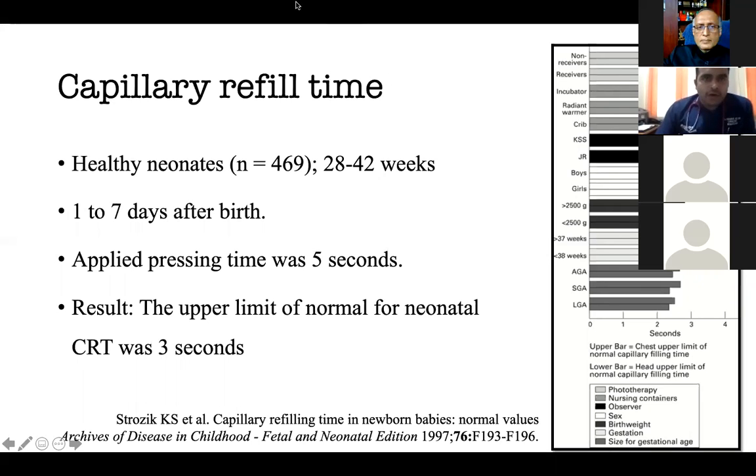Again, Afra, where do you assess CRT in neonates? Where do you check for CFT, capillary refill time? Afra, are you there? Okay, Dr. Mujib, where do you assess CRT in neonate? How do you assess?